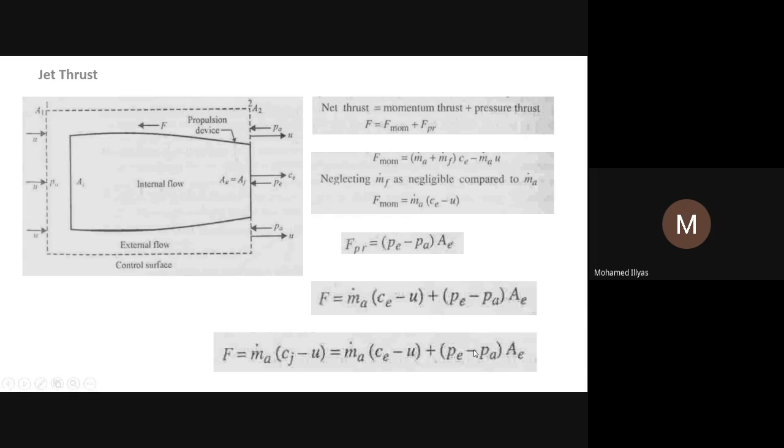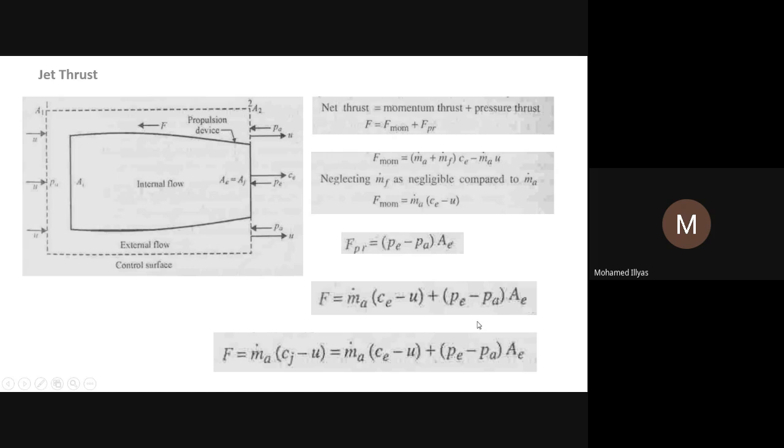So what we can understand here about this pressure thrust is that this PE is acting towards the right, and this PA is acting towards the left. So ambient pressure is acting opposite to the direction of the exit pressure. If there is a complete expansion, this will not be there. In incomplete expansion, this will be there. That means if it is incomplete expansion, this is offering some resistance to the total thrust.